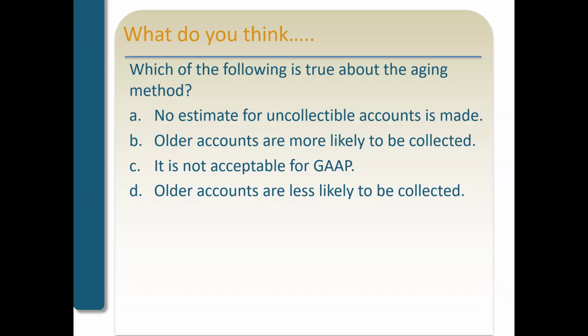So this question says, which of the following is not true about the aging method? A, no estimate for uncollectible accounts is made. No, we're still making one. B, older accounts are more likely to be collected. No, the opposite is true. Older accounts, we are determining, are less likely to be collected. C, it is not acceptable for GAAP? Yeah, it's acceptable for GAAP. Or D, older accounts are less likely to be collected. What do you guys think?